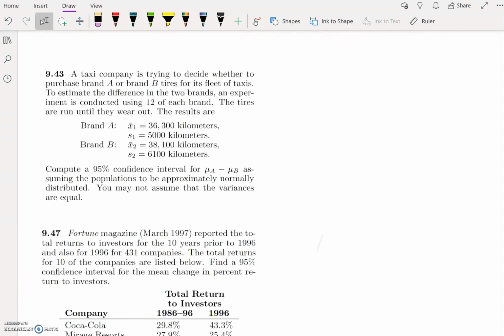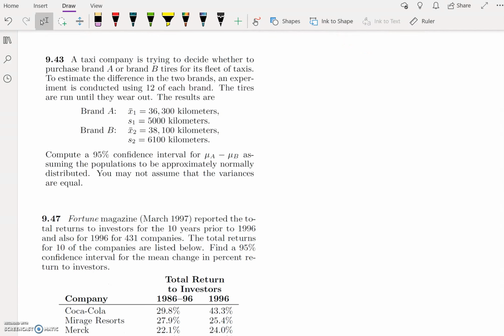I'll skip the calculation part. So let's look at the second problem.